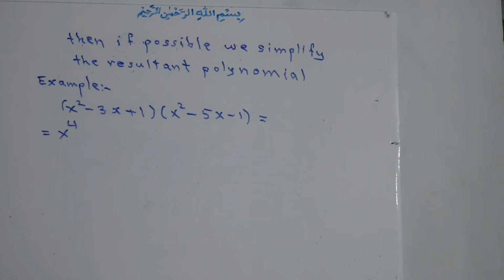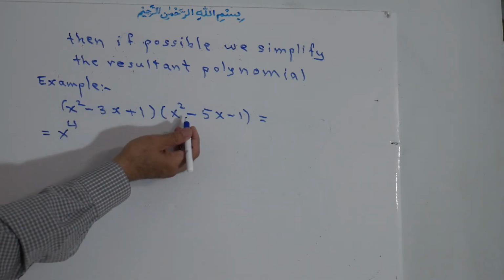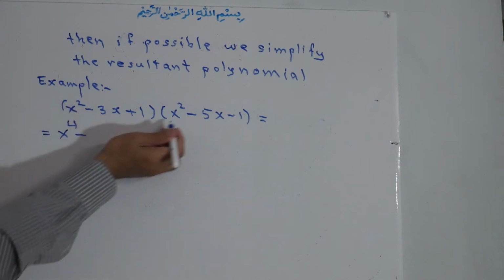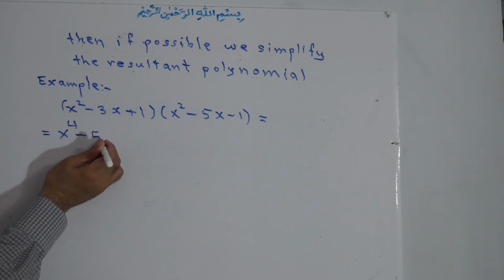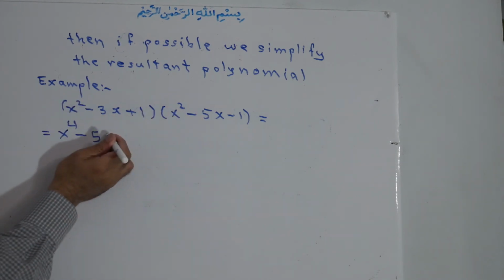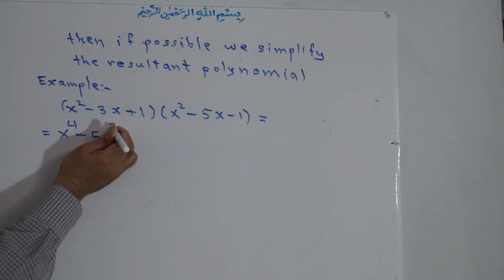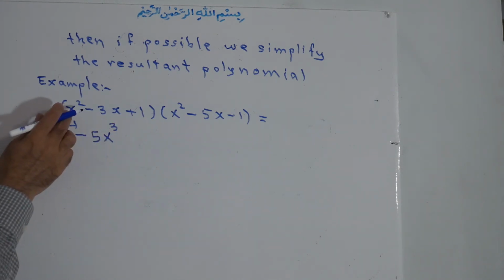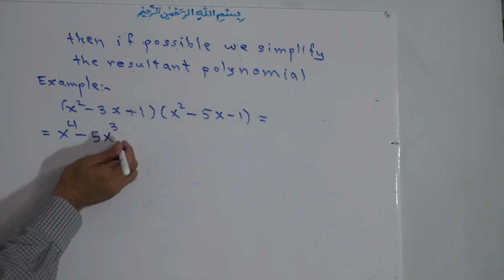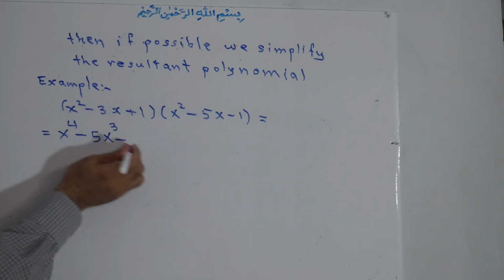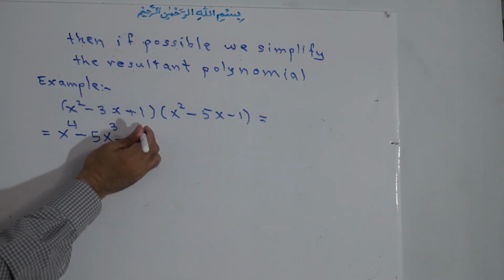Their signs are positive times positive, which is positive, x to the power of 4. Then positive times negative is negative. 1 times 5 is 5. X to the power of 2 and x to the power of 1 is x to the power of 3. Then the last one, positive times negative, negative. 1 times x squared is x squared.